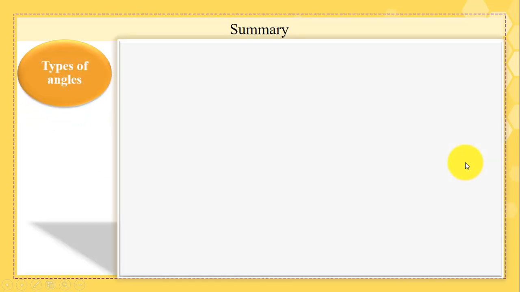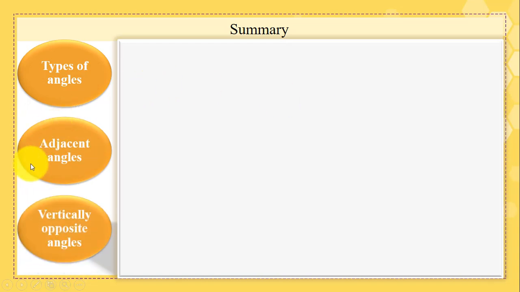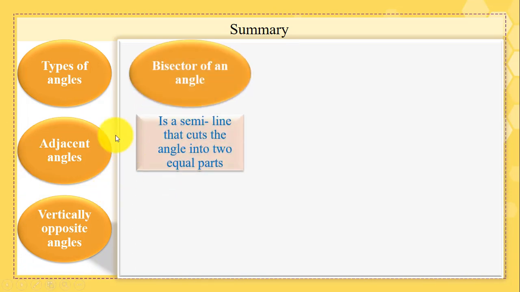Summary. We have learned about types of angles in part 1, adjacent angles and vertically opposite angles in parts 2 and 3, and in this part we have talked about the bisector of an angle, which is a semi-line that cuts the angle into two equal parts.